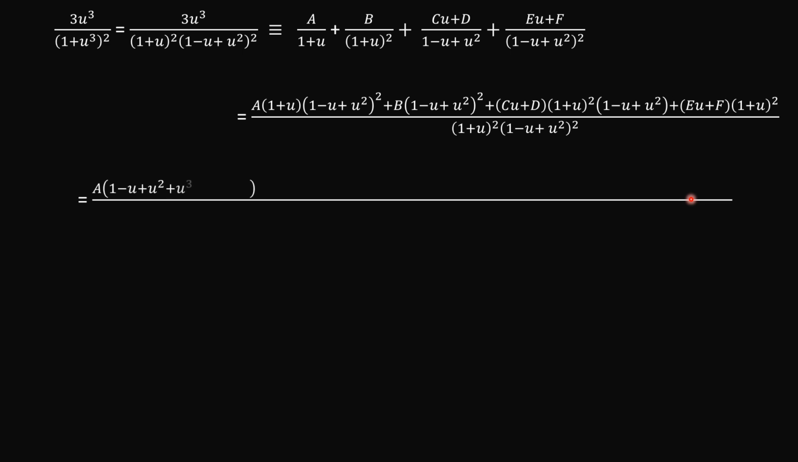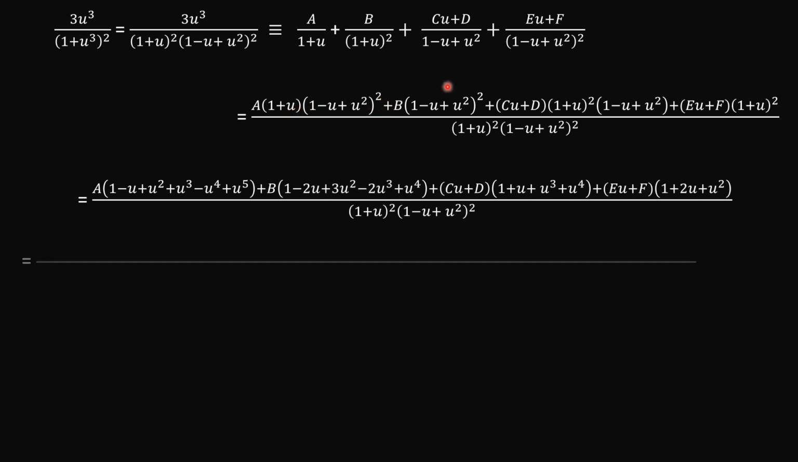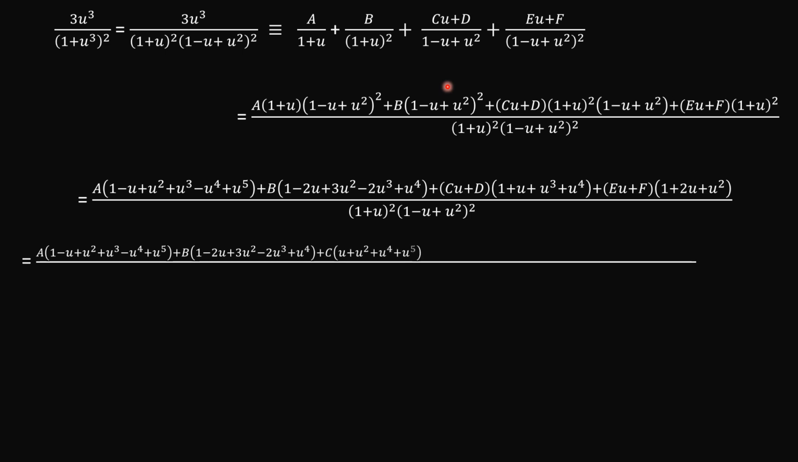So as you can see here, by expanding first the polynomials, we then get for A: 1 minus u plus u squared plus u cubed minus u to the power 4 plus u to the power 5. We expand for B as well, and for C and D and E and F respectively.